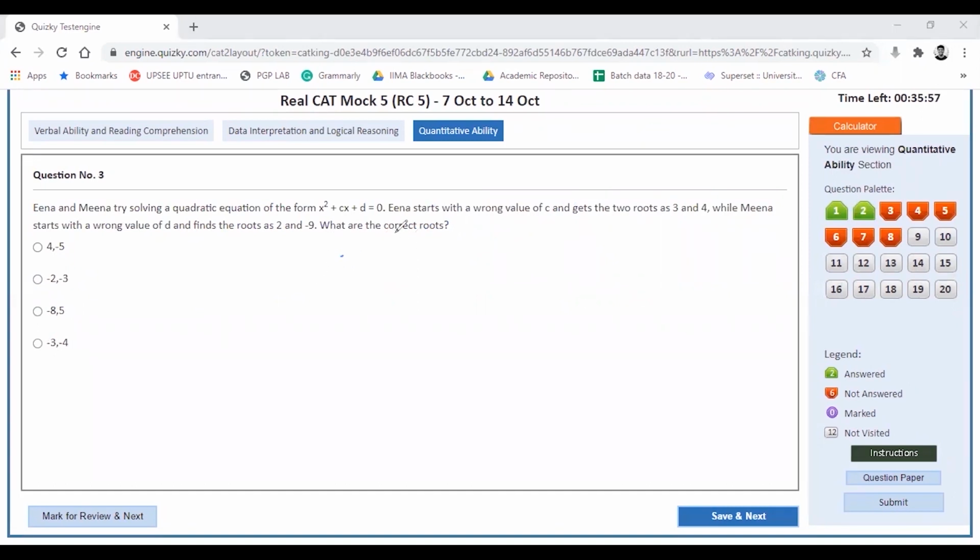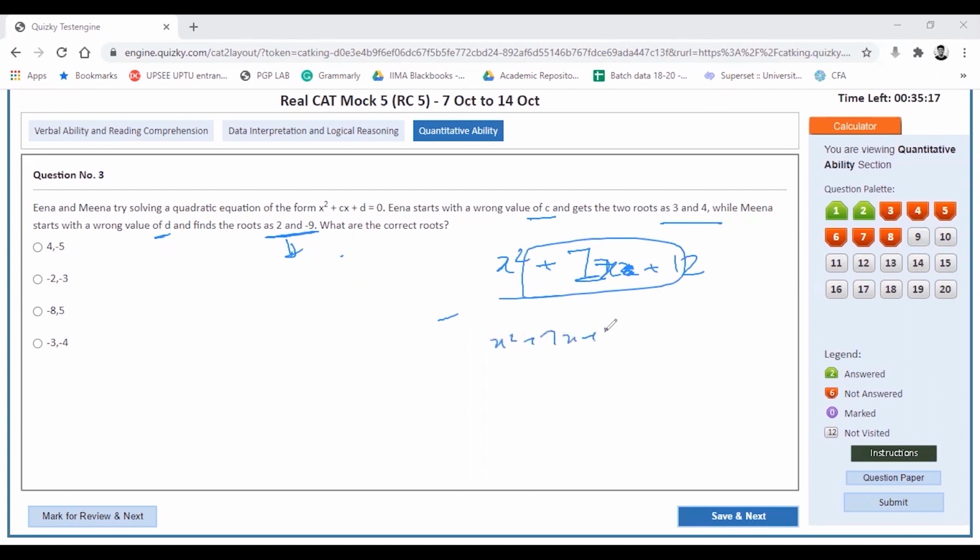Okay, so this is a simple quadratic expression given to me. Ina started with a wrong value of c, and the two roots were 3 and 4. So she got the correct value of the sum of roots. So x square plus, this I don't know, x plus 12. While Meena started with a wrong value of d and c value is correct. So the sum of the roots is minus 7. That is, c is equal to minus of minus 7. That would give me this value. So this is my final quadratic, correct? x square plus 7x plus 12 is equal to 0.